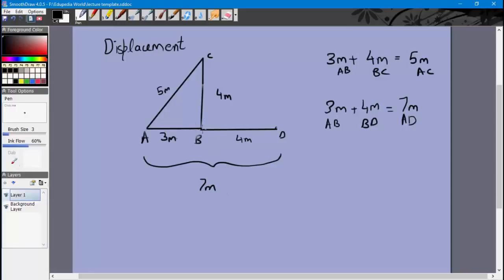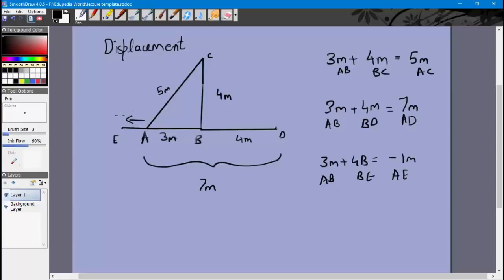What if there was a point E which was at a distance of 4 meters from B but in the opposite direction? So let's say this was the point E where the distance EB total was 4 meters. In that case, you would have 3 meters, which was AB, plus 4 meters, which would be BE, and that would give me a displacement of minus 1 meter if we're talking about AE, right? Because it's in this direction.